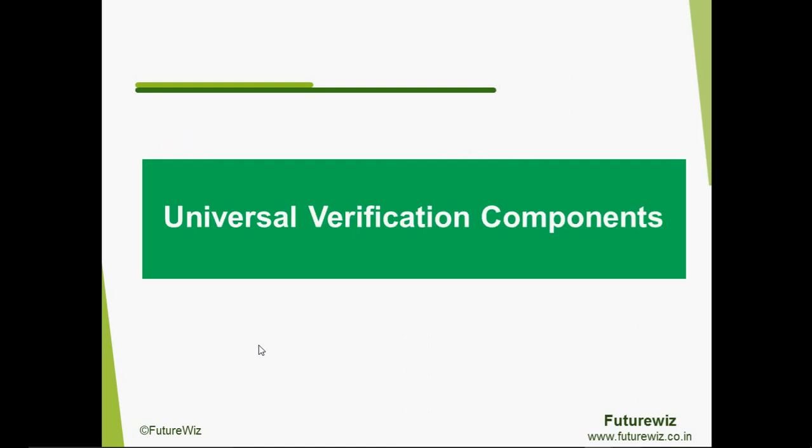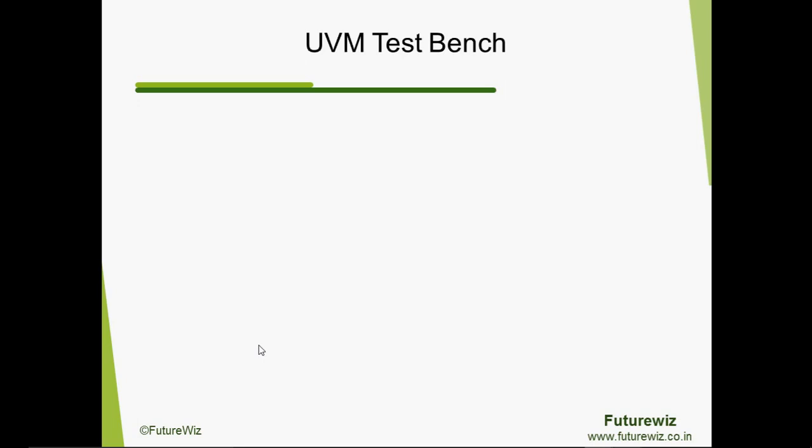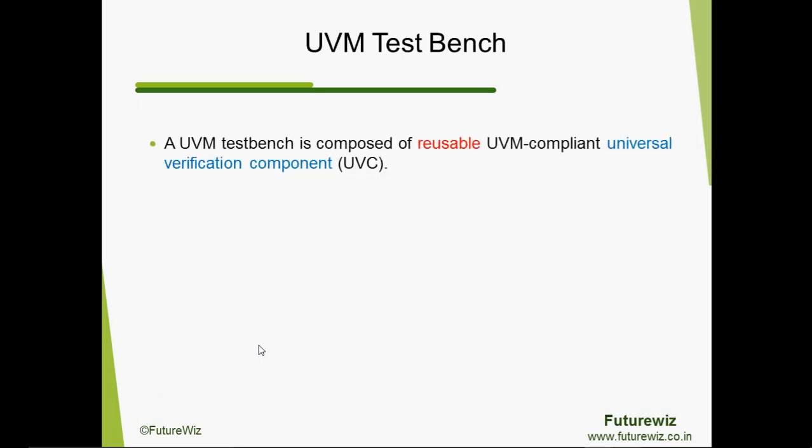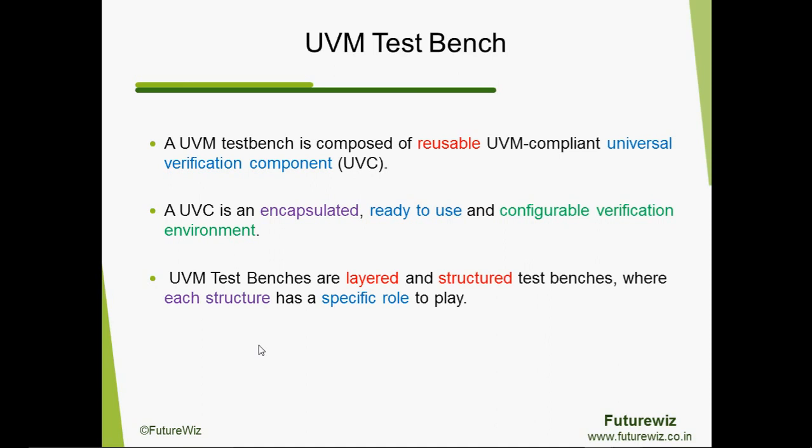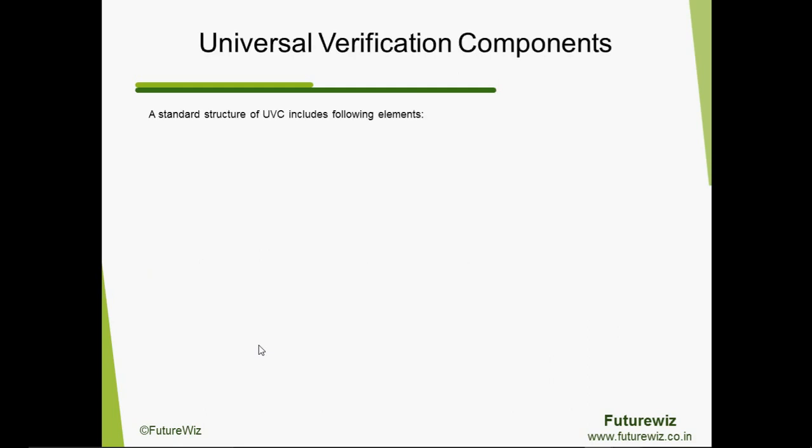What are the universal verification components? The very first thing is the UVM test bench. A UVM test bench is composed of reusable verification components. The verification components are reusable, ready-to-use encapsulated environments. A UVM test bench is a layered test bench where several components each have a specific role to play. There are a few basic components that we will discuss today.